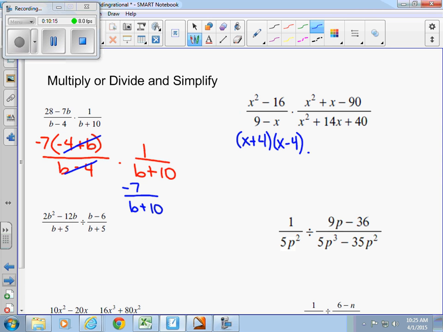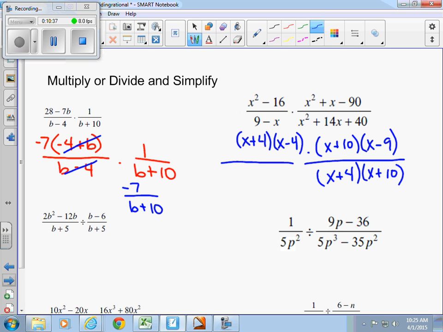Okay, x squared minus 16. Does that factor? X plus 4, x minus 4. What about x squared plus x minus 90? Factors of 90 that subtract to give you 1. 10 and 9. Good. 10 and 9. Plus 10, minus 9. And the next one, factors of 40 that add to give you 14.